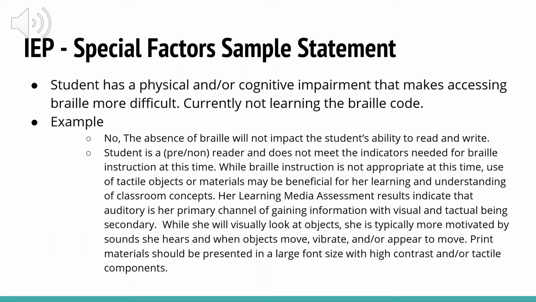Sample statement for a student who has a physical and/or cognitive impairment that makes accessing Braille more difficult. The absence of Braille will not impact the student's ability to read and write. The student is a pre- or non-reader and does not meet the indicators needed for Braille instruction at this time. While Braille instruction is not appropriate at this time, use of tactile objects or materials may be beneficial for the learning and understanding of classroom concepts.